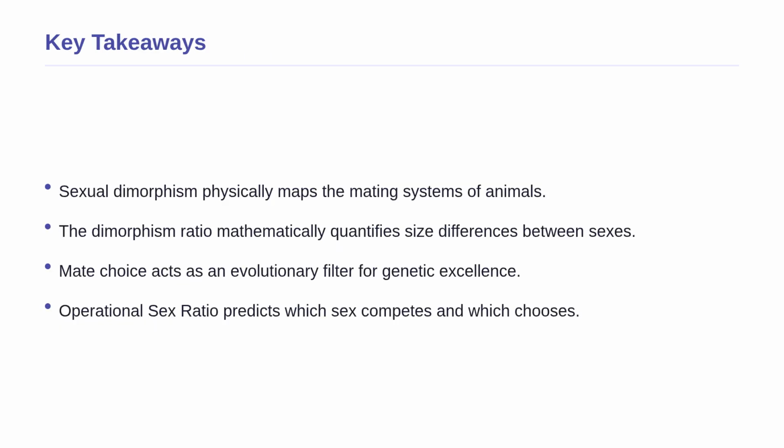As we wrap up this lecture, let us review the most important ideas we have covered. First, sexual dimorphism is not random. It is a physical manifestation of evolutionary pressures that maps out a species' mating system. Second, mate choice is the ultimate evolutionary filter, ensuring that reproduction is a highly selective pursuit of genetic excellence rather than a random event. Finally, mathematical tools like the dimorphism ratio and the operational sex ratio allow us to perfectly predict and quantify these complex social dynamics.